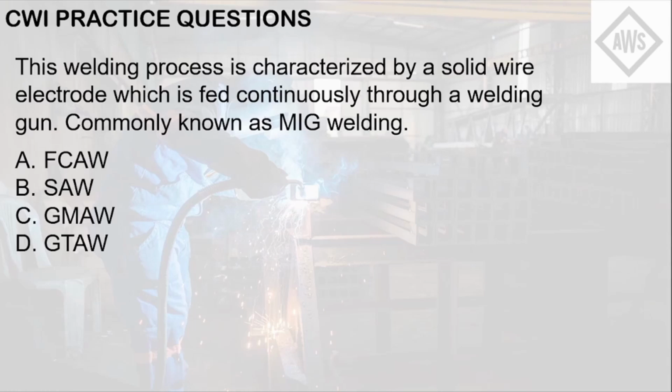GTAW is a welding process which consists of a filler metal or a filler rod with a tungsten electrode to heat and weld the metal. So that leaves us to the answer, letter C, GMAW. GMAW is a process wherein a continuously fed solid wire is fed through the welding machine or the welding gun, thus improving the productivity of the welder and its process.